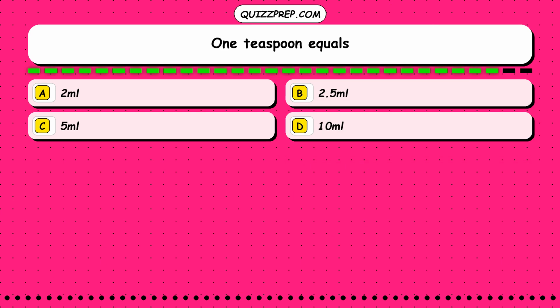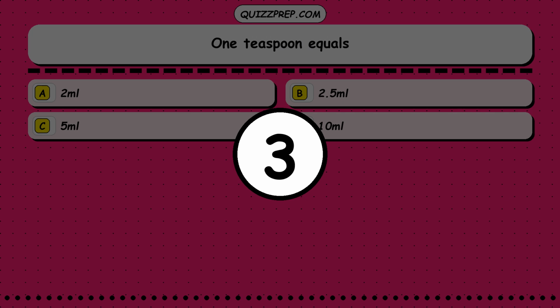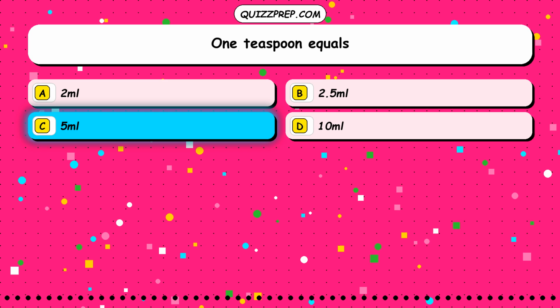Question 225. 1 teaspoon equals: Option A 2 milliliters. Option B 2.5 milliliters. Option C 5 milliliters. Option D 10 milliliters. The correct answer is option C, 5 milliliters.